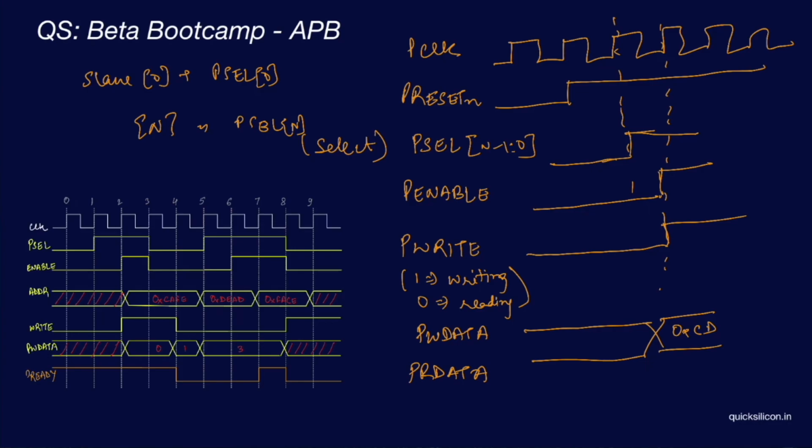And then there are certain slave related signals. Those are your PREADY and PSLVERR. There are certain more signals which I have omitted, for example your PPROT signal and PSTRB signals. Since we are focusing on basics here, we'll limit ourselves to this set of signals only for this particular bootcamp.